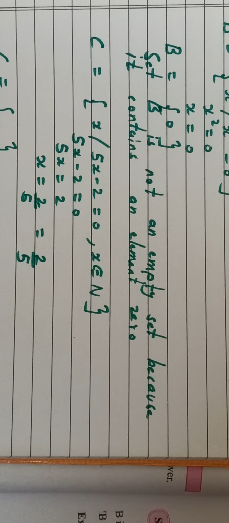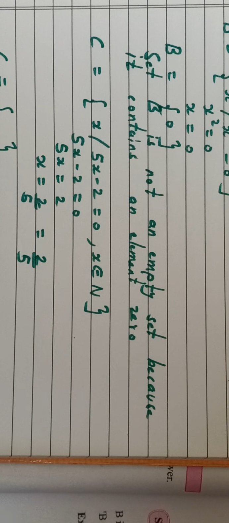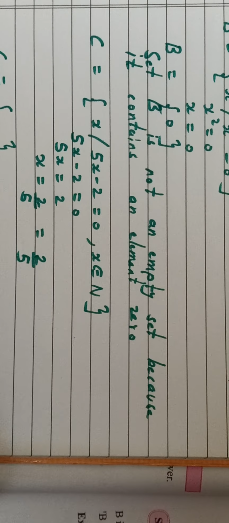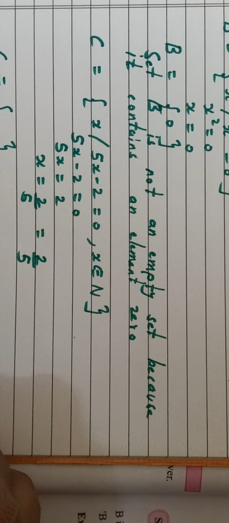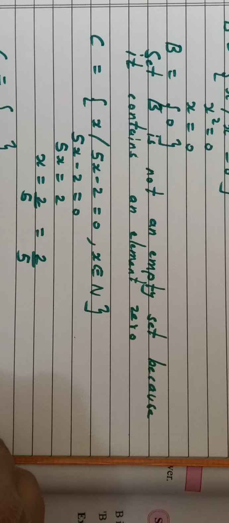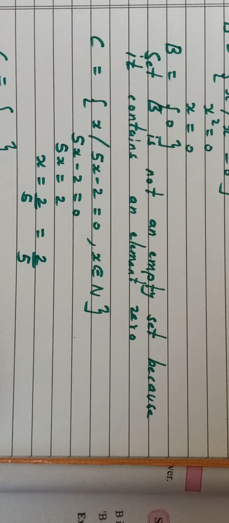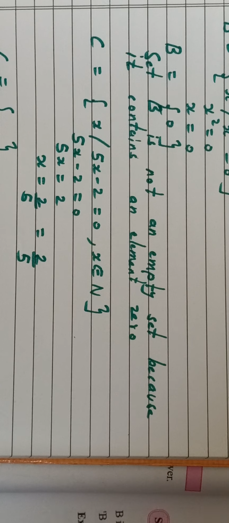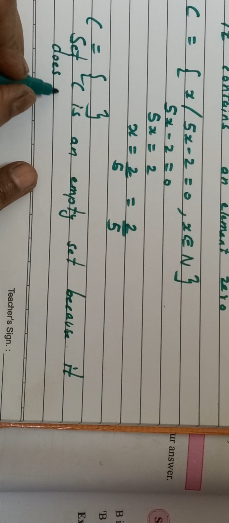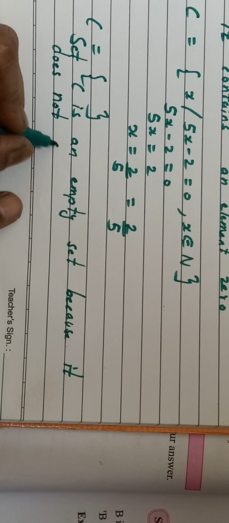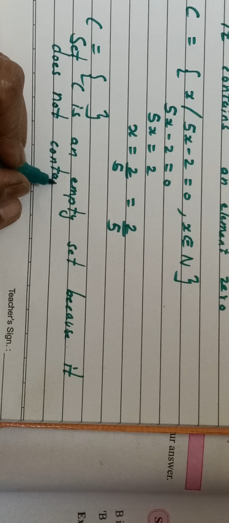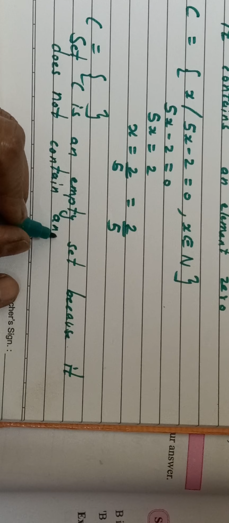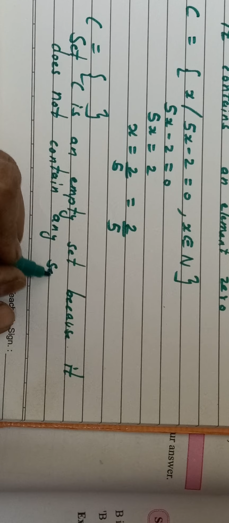So set C is an empty set. Reason, what will you write? Because it does not contain any element.